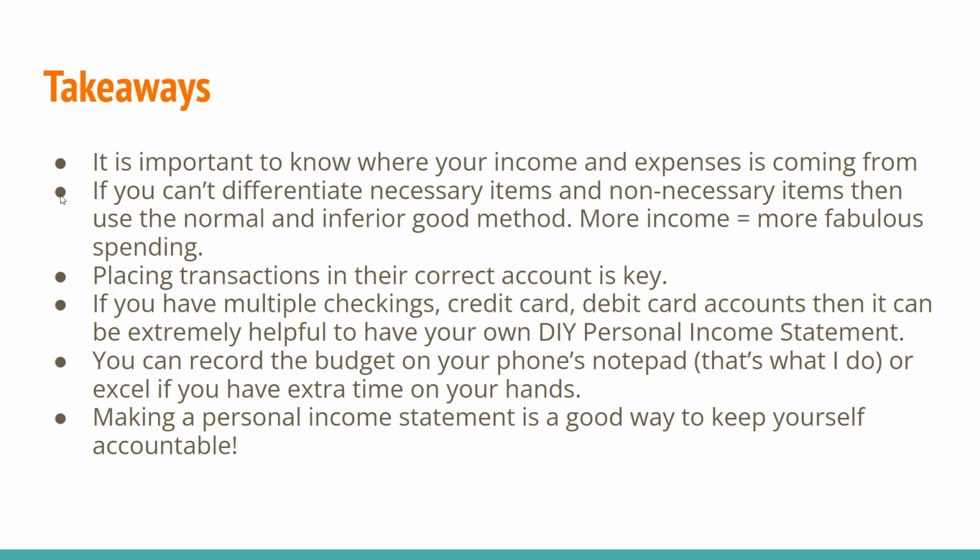So number two, if you can't differentiate necessary items and unnecessary items, then use the normal and inferior good method. More income equals more fabulous spending. Less income equals inferior spending. So with more income, you could buy your Starbucks coffees. With less income, you can make your own coffees, right? Placing transactions in the correct account is key. This is just a branch off of what is a non-necessary necessary item.